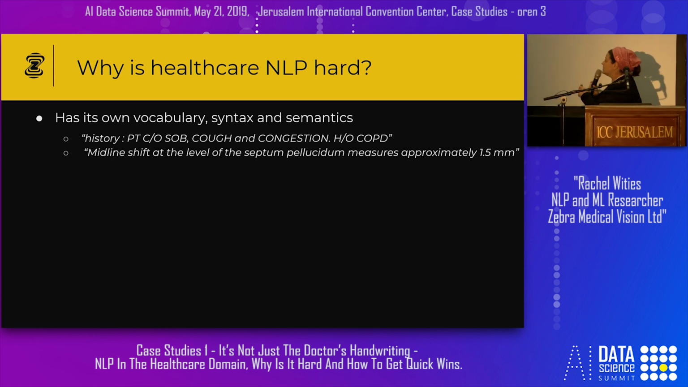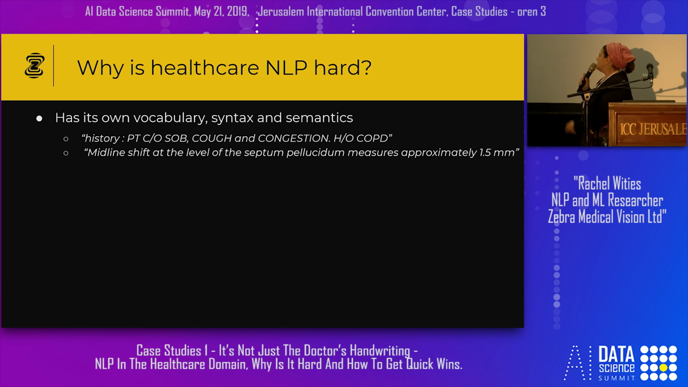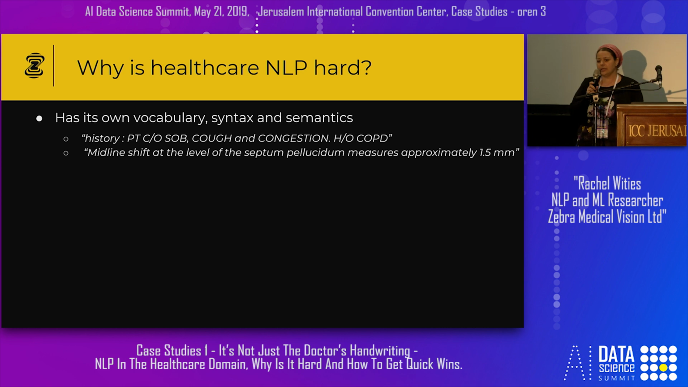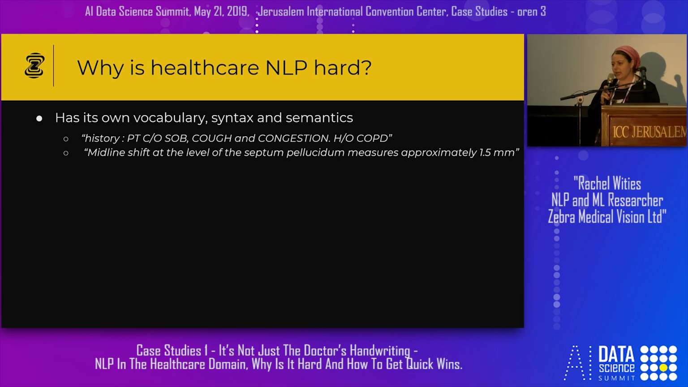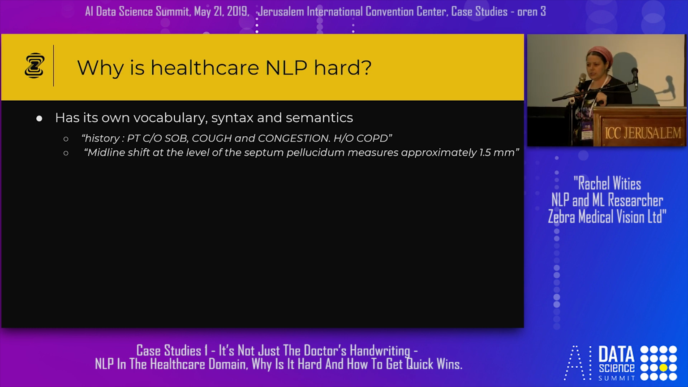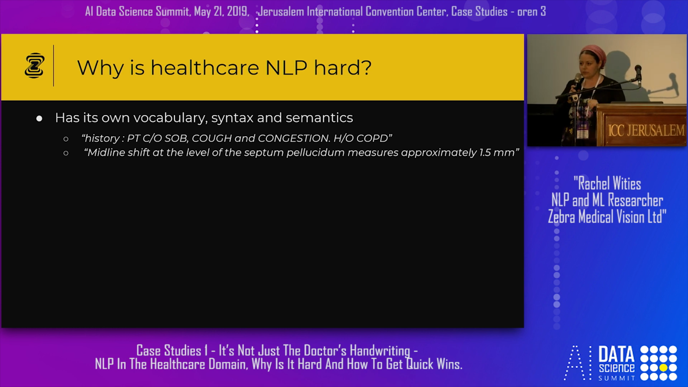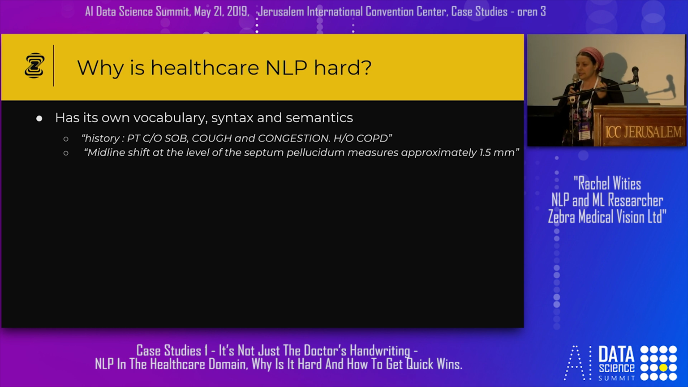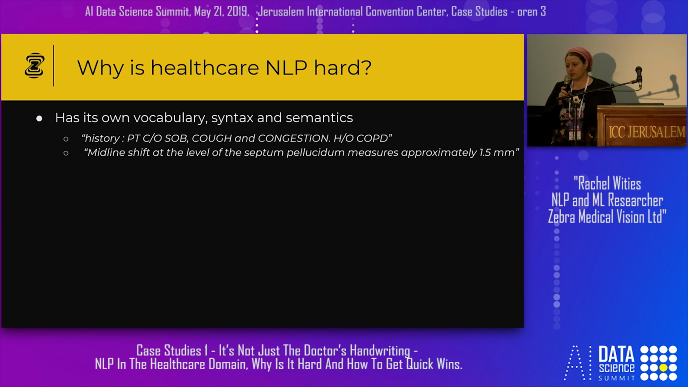Let's look at the two sentences here that are taken from radiology reports. The first one, you just don't understand the word, and it's okay, it's a vocabulary difference. The second one is actually more interesting. Let's examine it. It's a very typical radiology sentence. Midline shift, there's a finding of midline shift, at the level of the septum pellucidum, the location of the finding, and measures approximately 1.5 millimeters, the size of the finding. So now you all look at it, and it looks like a pretty grammatical normal sentence, right?